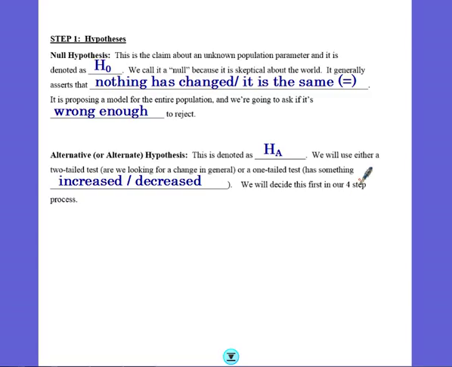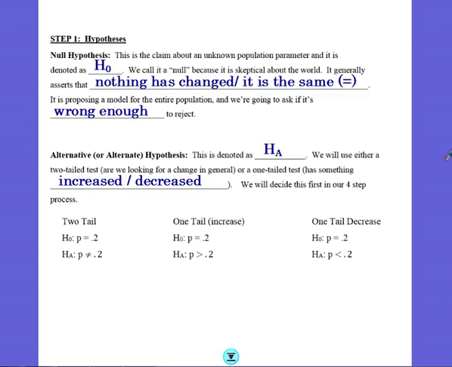So that's actually going to be decided in the first step in your process. So I wanted to show you an example of what some of this would look like. If I were doing a two-tailed test, and let's just say we were talking about the proportion of students who love pizza is 20%. A two-tailed test, the null would be p is equal to 0.2. Nothing has changed. I'm claiming it's 20%. Cool, it stays 20%. Whereas the alternate, if I'm just trying to disprove that it's 20%, but I'm not being specific, is it higher or lower, I would just say p does not equal 0.2.